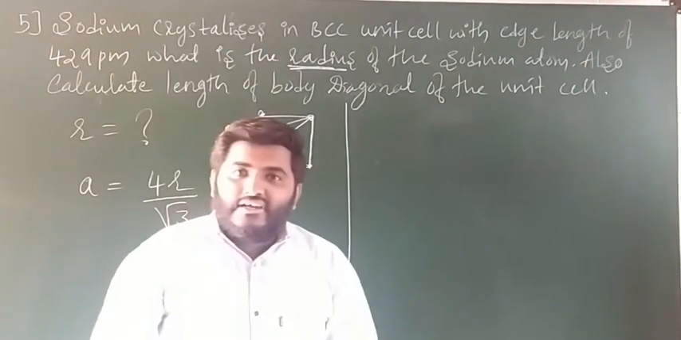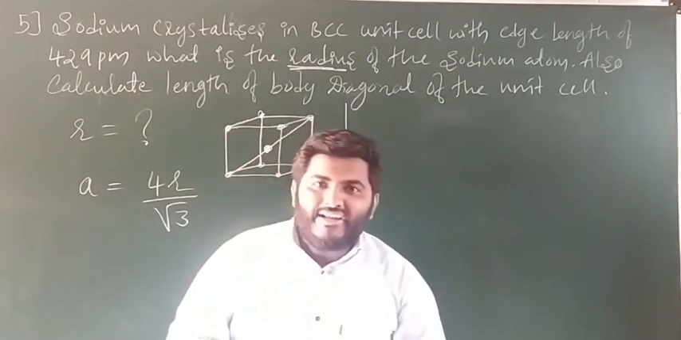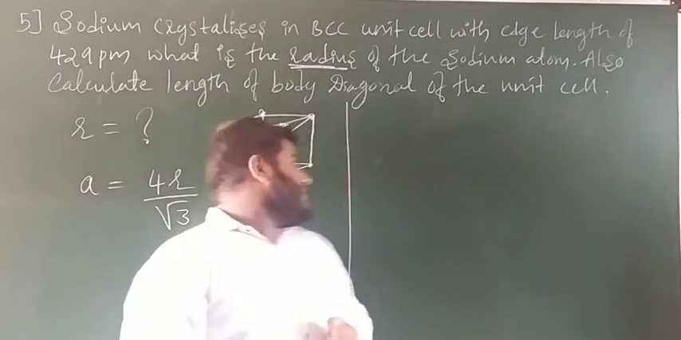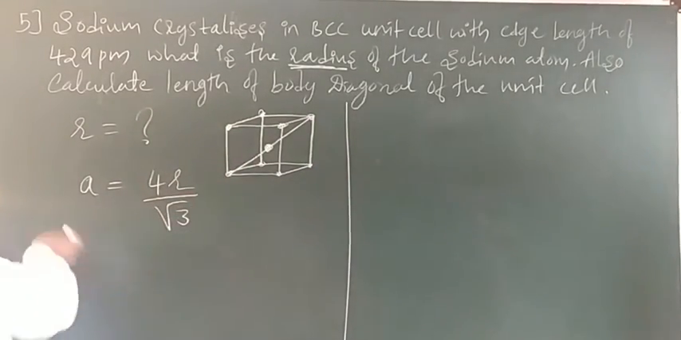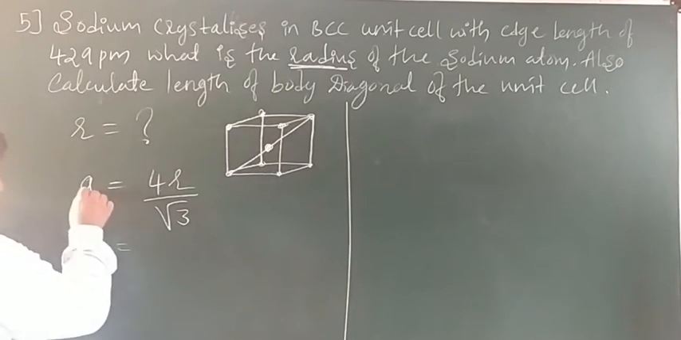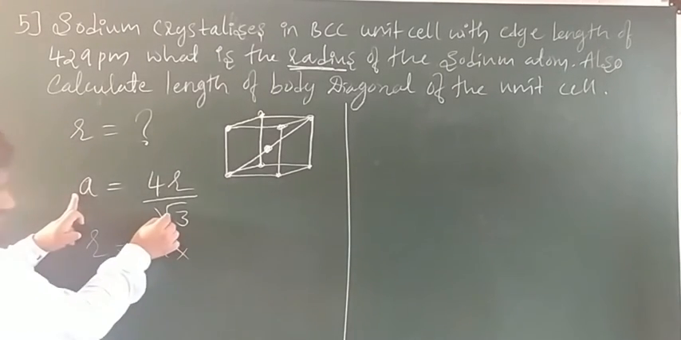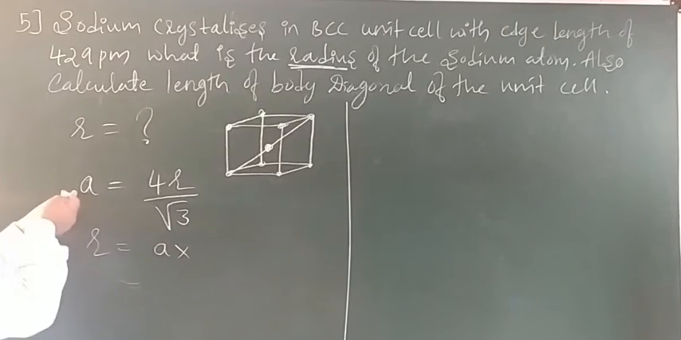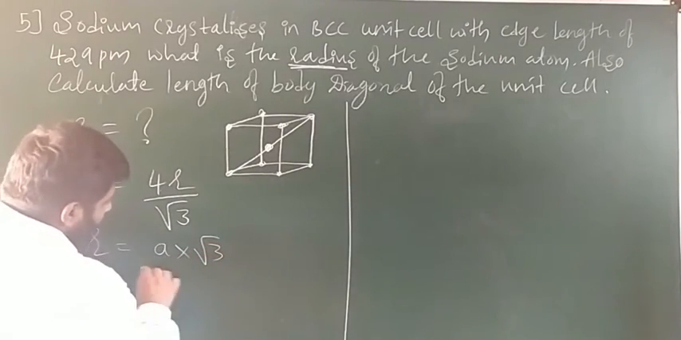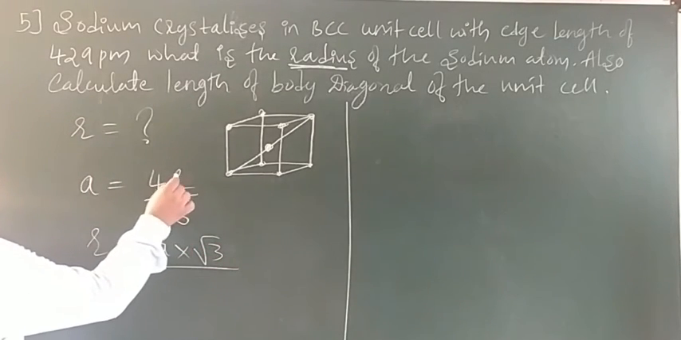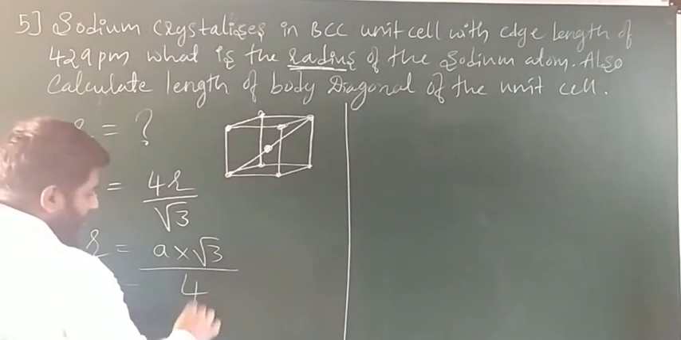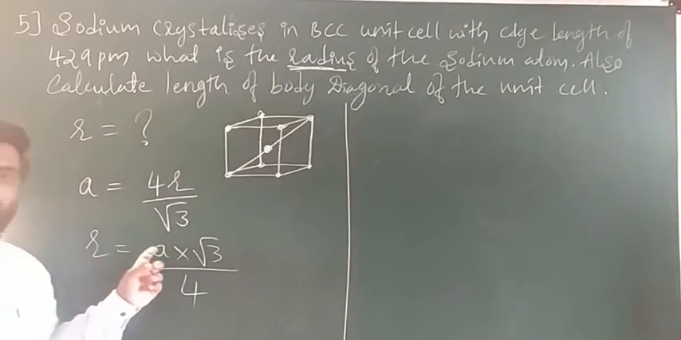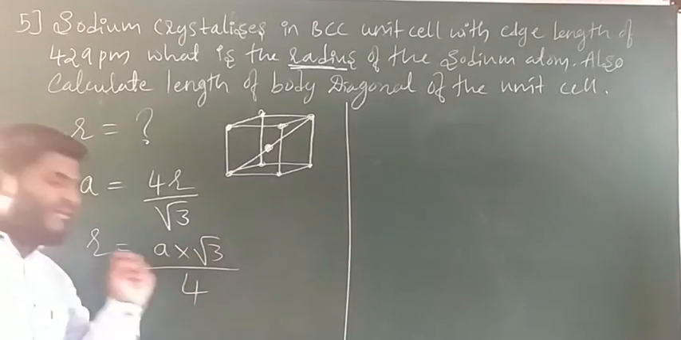Edge length is 429 picometer. We have to calculate the radius. We want R, so keep R as it is and take the entire thing to this side. A stays as it is, and root 3, which was the denominator, becomes the numerator when it comes here, divided by 4R. R stays as it is. 4 is the numerator; when it comes to this side, it becomes the denominator. So we got R = A into root 3 divided by 4.